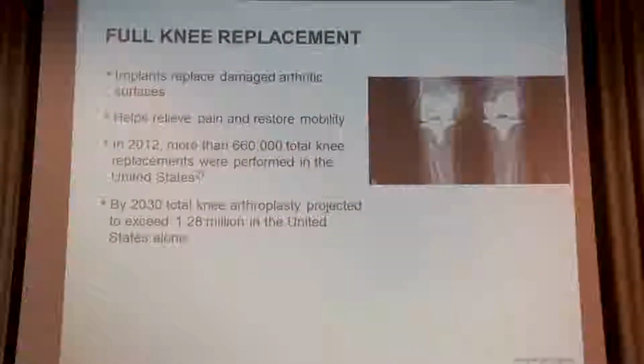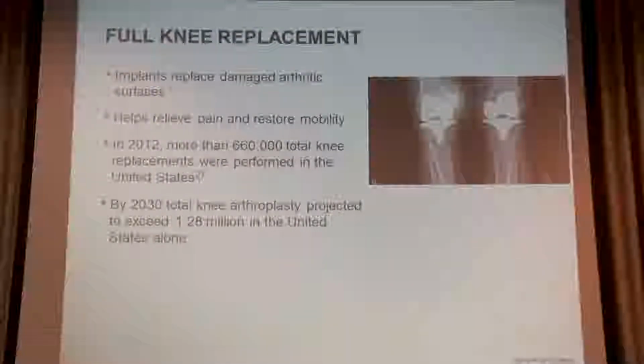So going down the spectrum, we're talking about full knee replacement at this point. It helps relieve pain, restore mobility, and overall is probably one of the most successful surgeries we do in orthopedic surgery besides a hip replacement. If you look at the medical literature, 90 to 95% of people are happy with their hip or knee. As you can see, the numbers are drastically increasing.